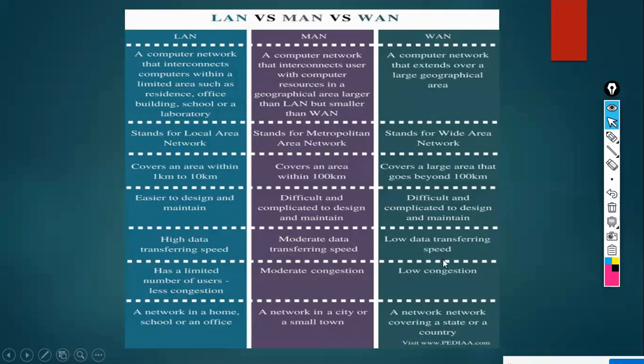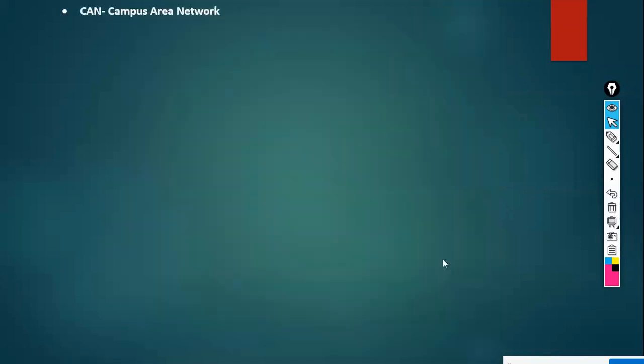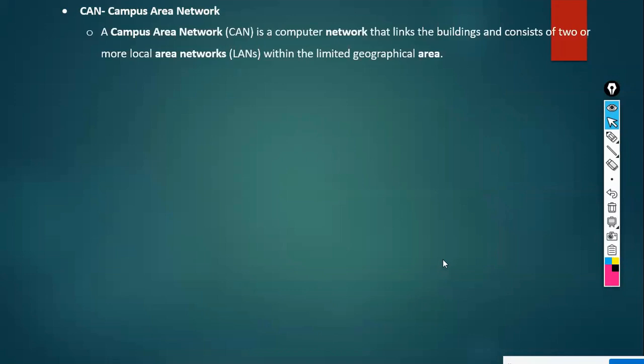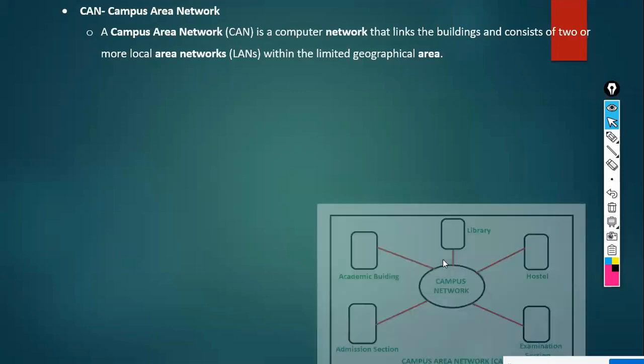There is one more thing called campus area network. Have you heard of campus area network? What is a campus? It's a limited premises. Yes, exactly. Campus, like universities. Usually we call a campus a university, right? Or a military campus. We call military also a campus, because it is a bigger area with two or more LANs within a geographical area.